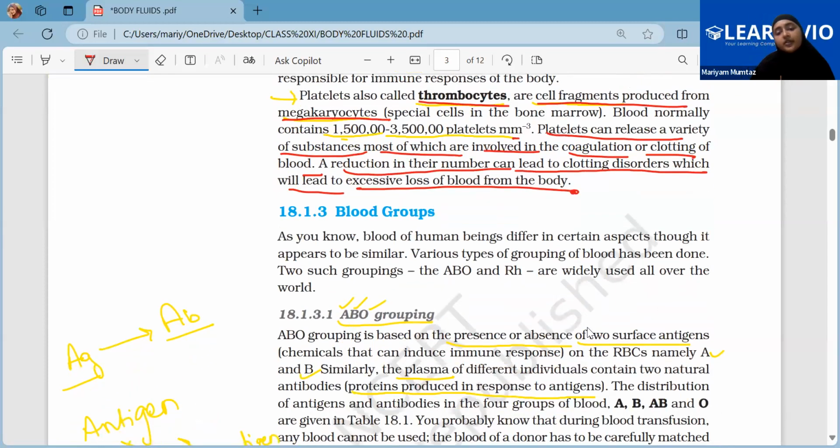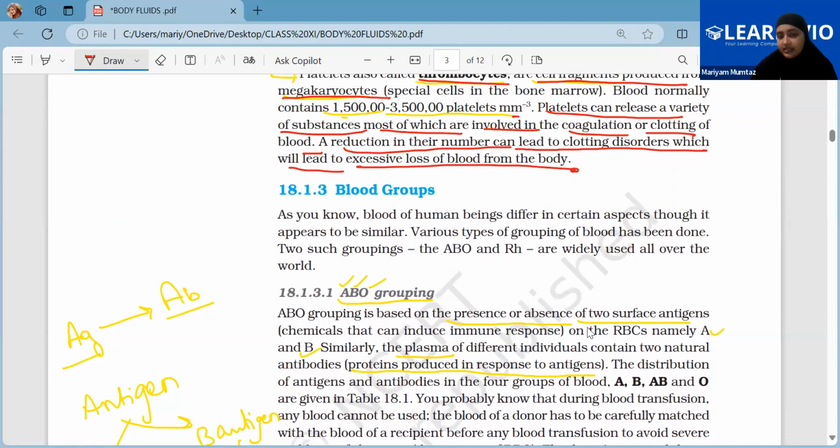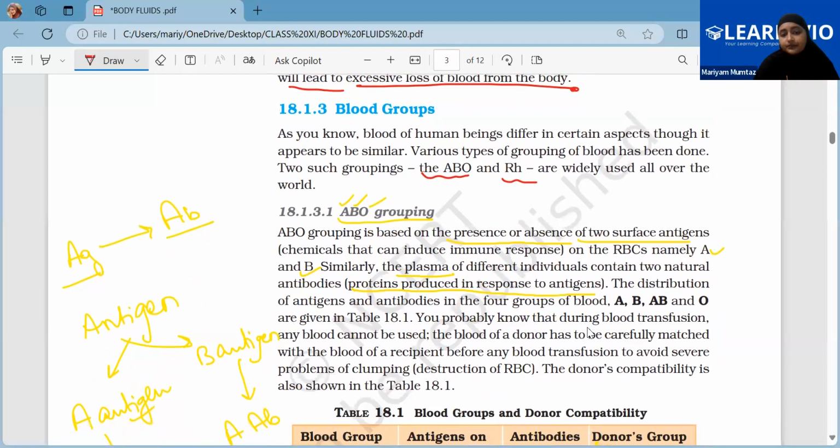Now, moving forward, we'll talk about the blood groups. As you know, the blood of human beings differs in certain aspects, though it appears to be similar. Various types of grouping of blood have been done. The two types of blood grouping that we base our study upon are the ABO blood grouping and the RH, and they are widely used all over the world.